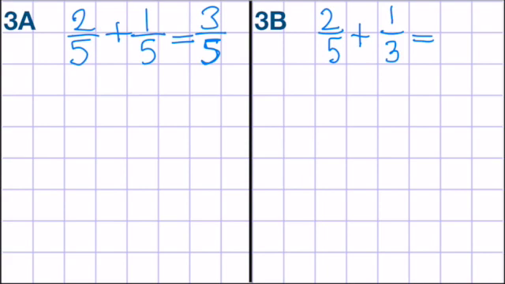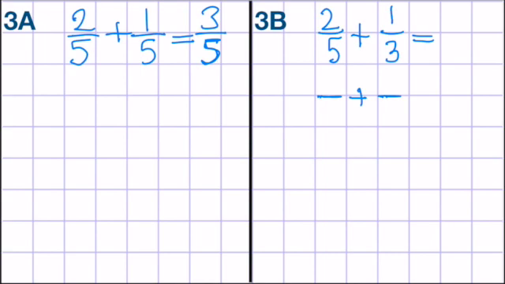3b is a bit more tricky. The denominators are different. We have a 5 and a 3. We cannot add fractions when the denominators are different. So underneath, I'm going to draw a new line for each one because I need to change these denominators before I can add them. So what I'm going to do, I'm going to write out my 5 times table and my 3 times table.